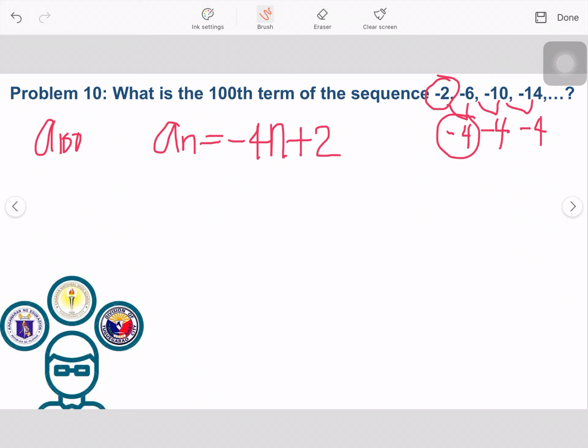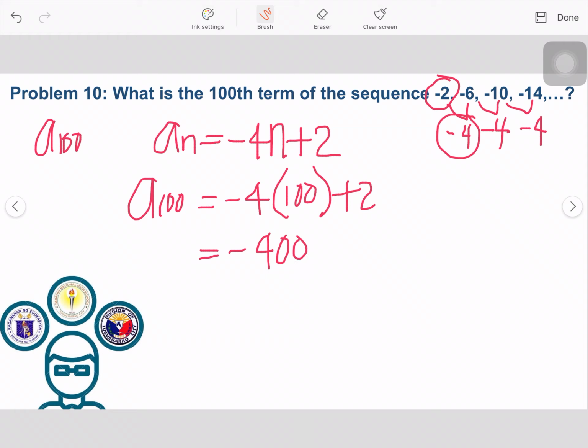So I'm now ready to look for the 100th term. So a sub 100, I'll replace n by 100. That gives me negative 4 times 100 plus 2. And that therefore gives me negative 400 plus 2. And negative 400 plus 2 is actually equal to negative 398. So therefore, the 100th term of this sequence is negative 398.